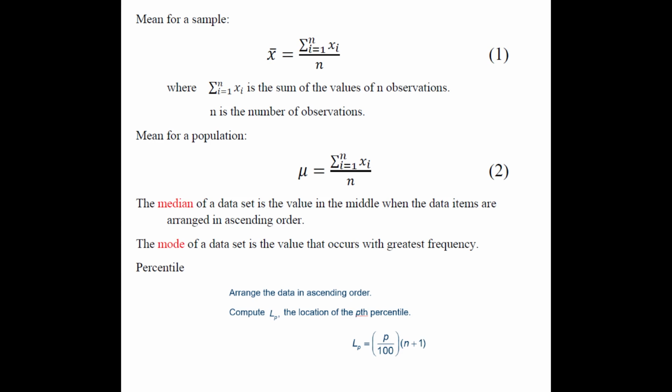If we have 12 numbers, we sort from lowest to highest. Suppose we call them 1 to 12. The median will be the average of the two middle values. It will be the summation of number 6 plus number 7, divided by 2. The mode is the value that occurs with the greatest frequency.